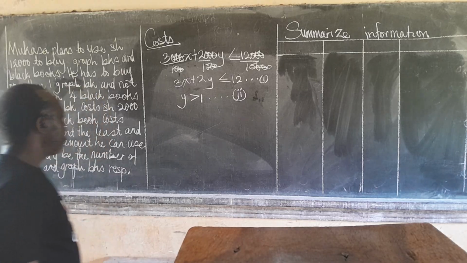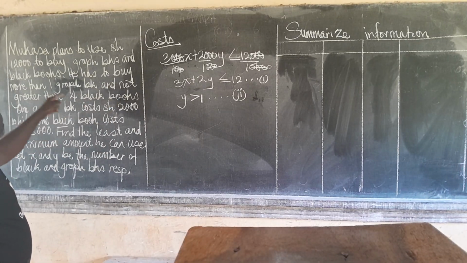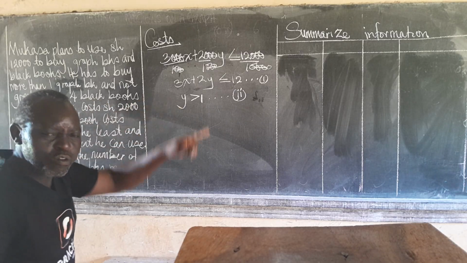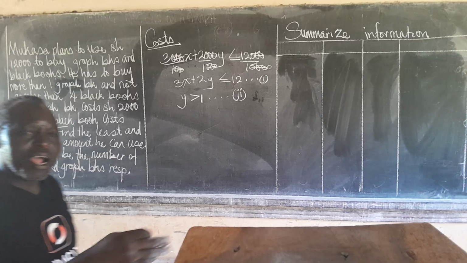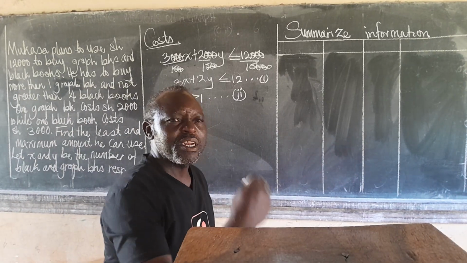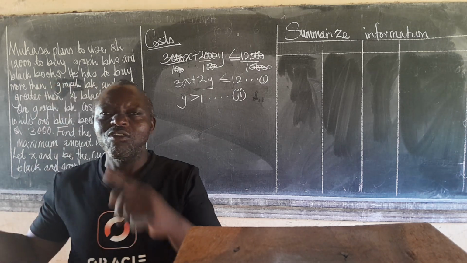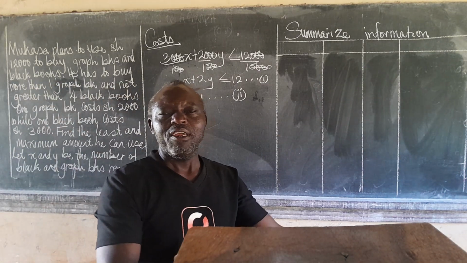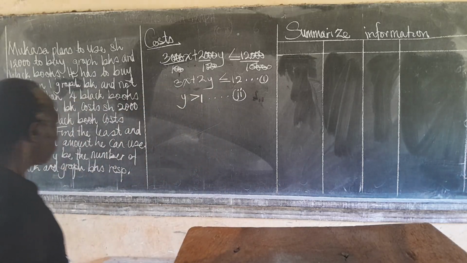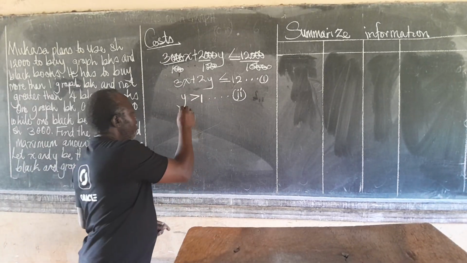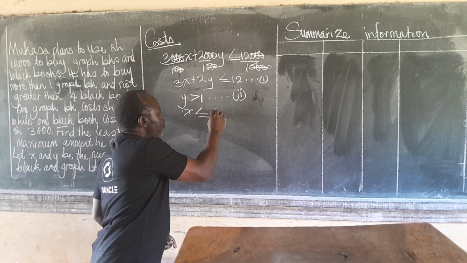And then here we have, not greater than 4 black books. When we translate not greater than 4, it means less than or equal to 4. Therefore, we are going to say x is less than or equal to 4.